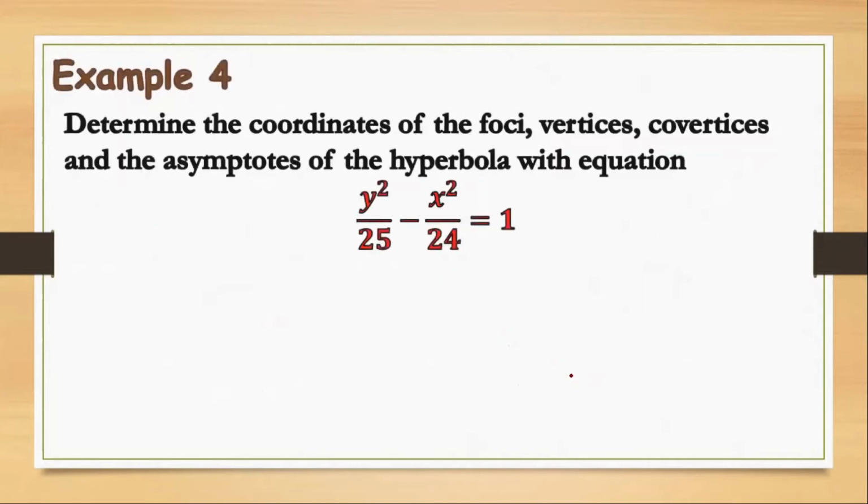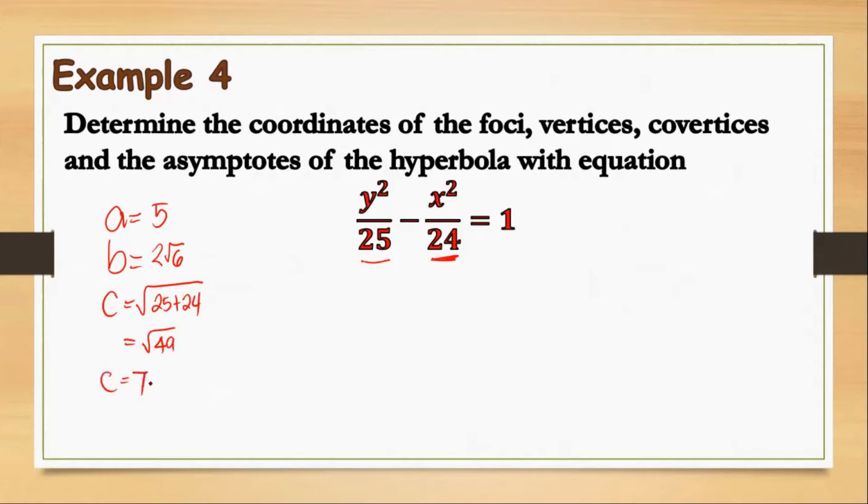Okay, let's continue. For our last example, determine the coordinates of the foci, vertices, co-vertices, and asymptotes of the hyperbola given this equation. So let's find our a. Our a is equal to 5, that is square root of 25. Our b is equal to square root of 24, and that is equal to 2 square root of 6. And lastly, let's find our c. Our c is equal to square root of 25 plus 24, which is equal to square root of 49. So our c is equal to 7.